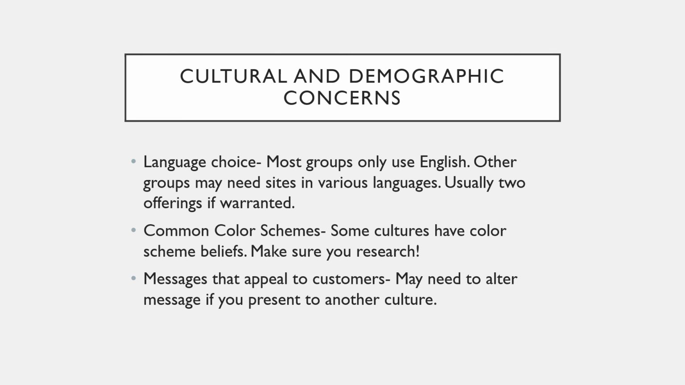Cultural and demographic concerns. This is an important topic, and this gets brought up very frequently anymore. First one, you want to make sure that you have a language choice. Most groups will use English. Most cultures use English. But other sites and other groups may need sites in various languages. Usually you should have two offerings if you really need to. If you have a language that's going to be spoken, like English may not be the first language, or English may be the second language, or the other language is the second language, like they're kind of close together.